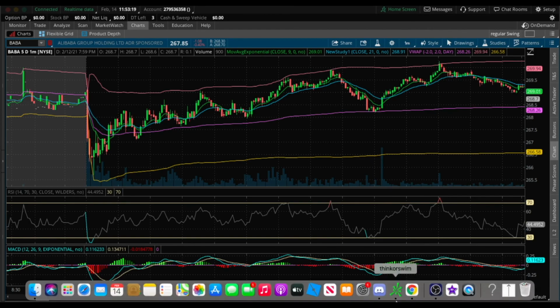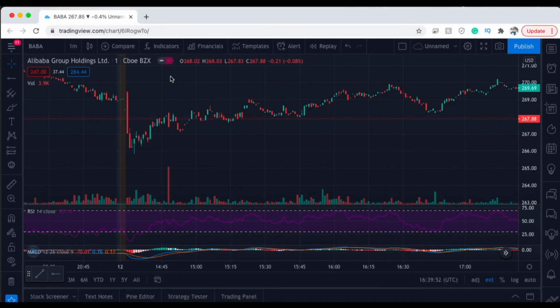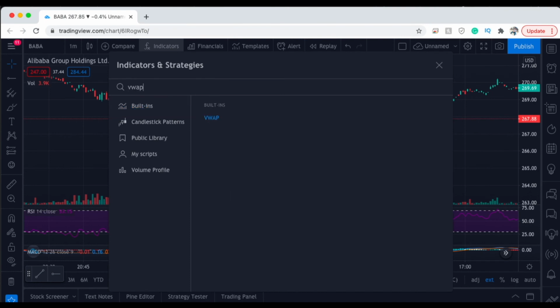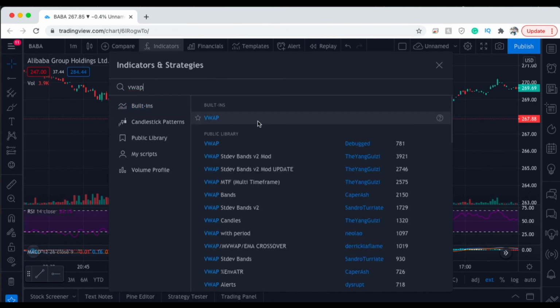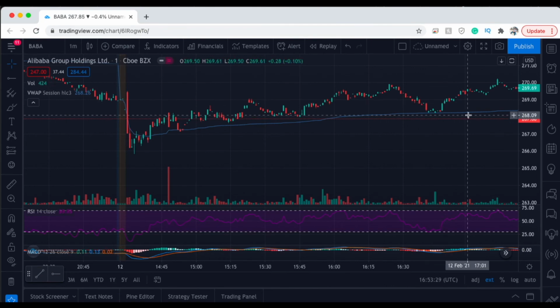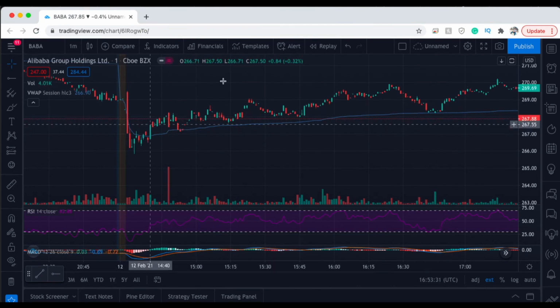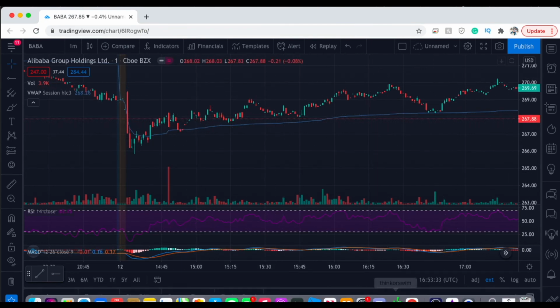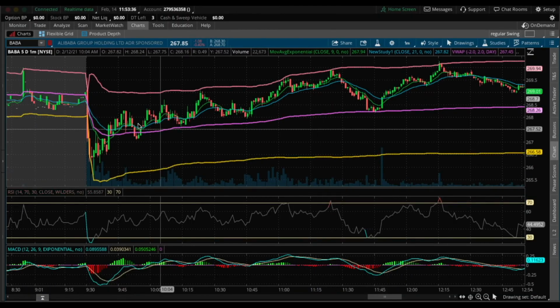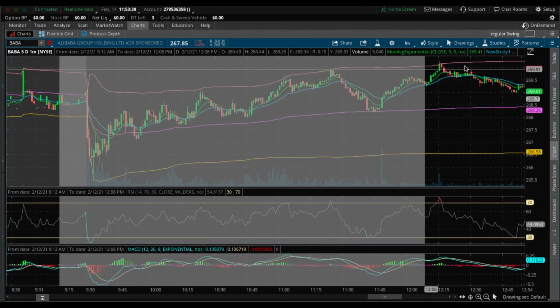Now if we go over to TradingView, right here at the top you'll see indicators, and all you have to do is search VWAP, and it's the only one right there at the top. And on TradingView, it only shows you the VWAP line. It doesn't have the upper and lower. So now I'm going to go back to Thinkorswim and then cover what the VWAP indicator is.